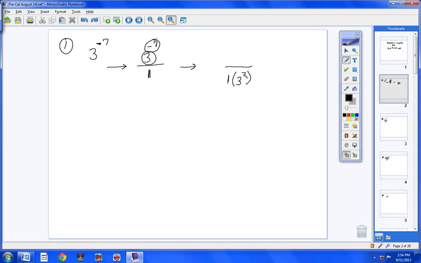So I move the 3 to the bottom, the 7 becomes positive. There's nothing left up top, so I can put a 1 there. And then my final answer would simply be 1 over, now 1 times anything is just itself, so 1 times 3 to the 7th power is just 3 to the 7th power. And that's all you have to do for these first 3 problems. They just want you to rewrite the problem so that it has no negative exponents.